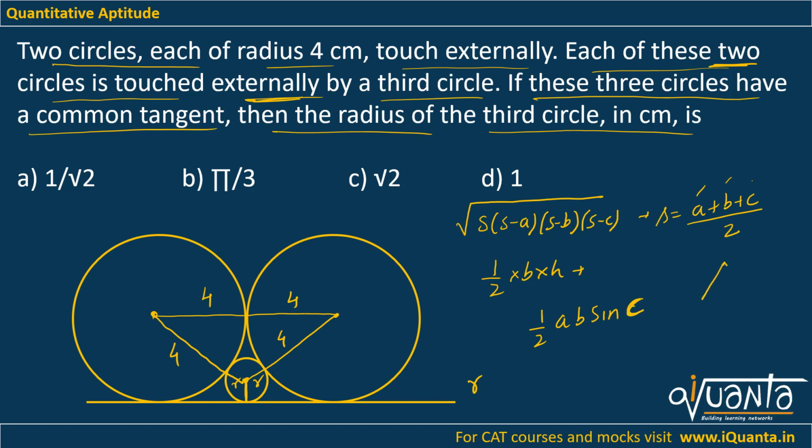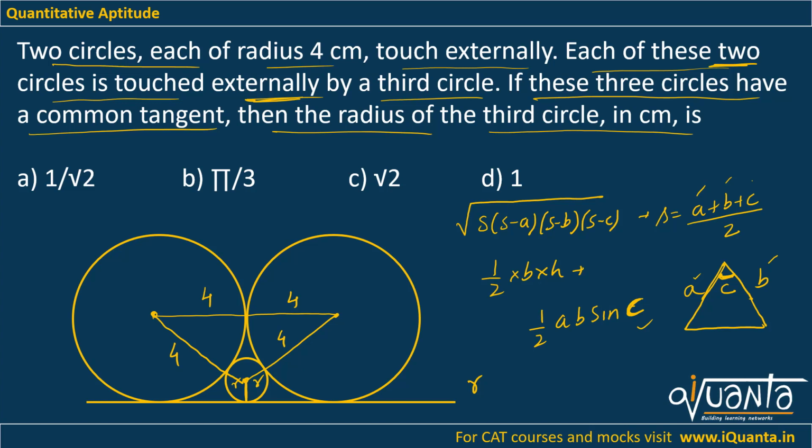For example, if I have a triangle like this, and I have two sides of the triangle, say A and B, and this included angle which is angle C, then if I am asked to find the area of this triangle, it will be half AB sine C. A and B are the lengths of the two adjacent sides, and C is the included angle between them.